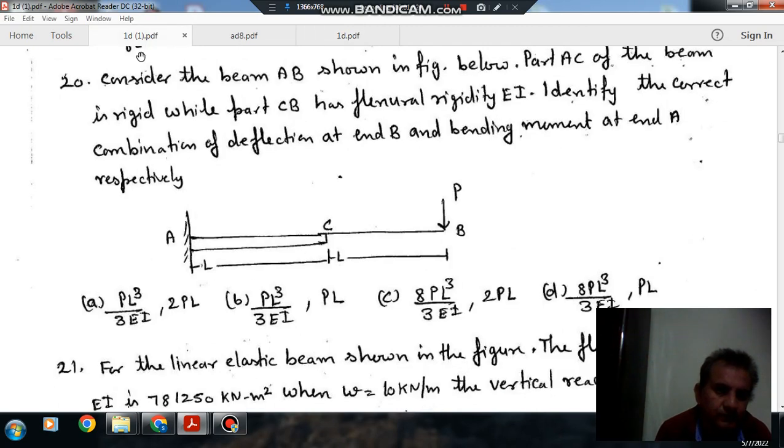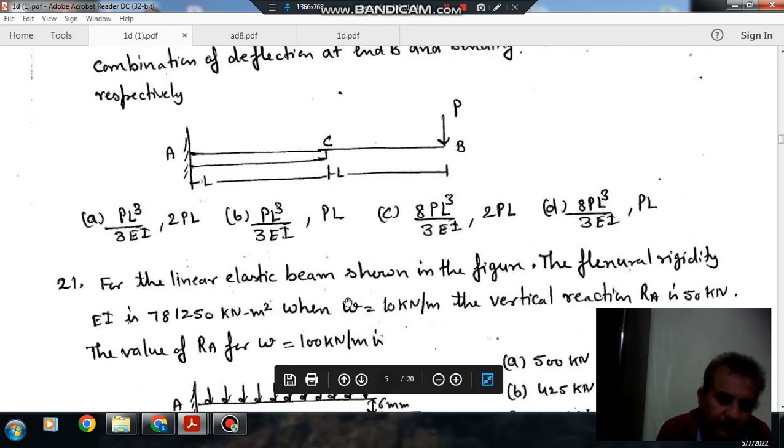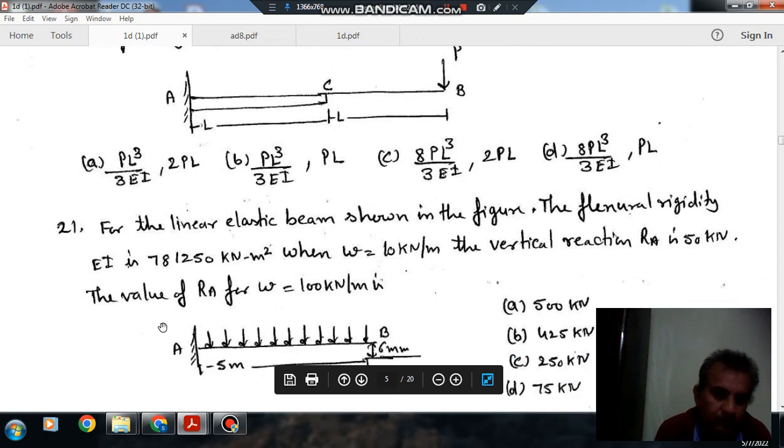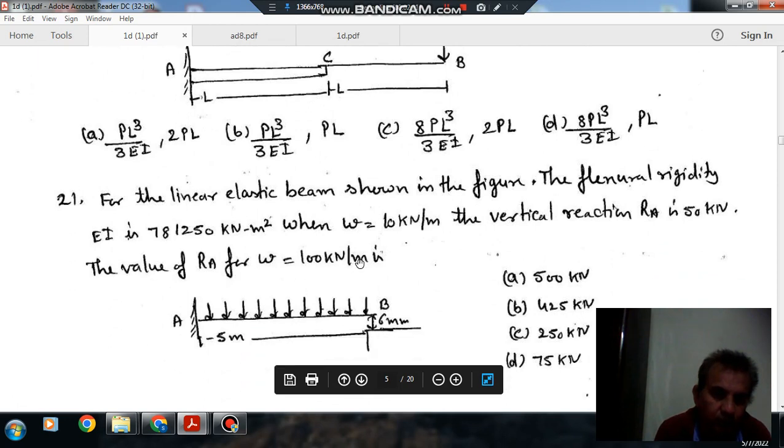Next, for the linear elastic beam shown in the figure, the flexural rigidity EI is 781250 kilonewton meter square, where w is 10 kilonewton per meter. The vertical reaction RA is 50 kilonewton. The value of RA for w equal to 100 kilonewton per meter is: option A 500 kilonewton, option B 425 kilonewton, option C 250 kilonewton, option D 75 kilonewton.